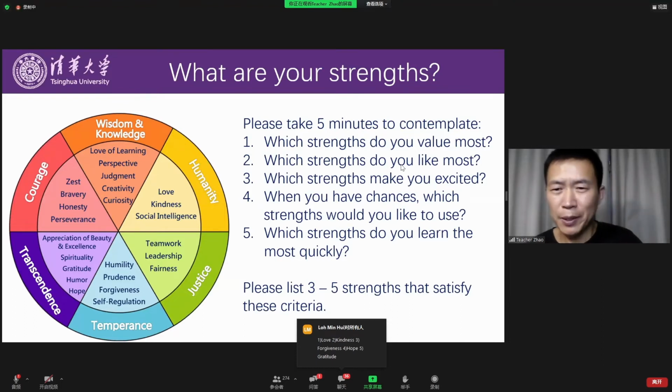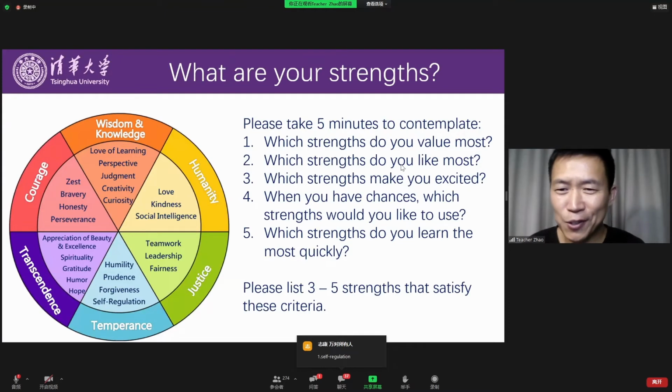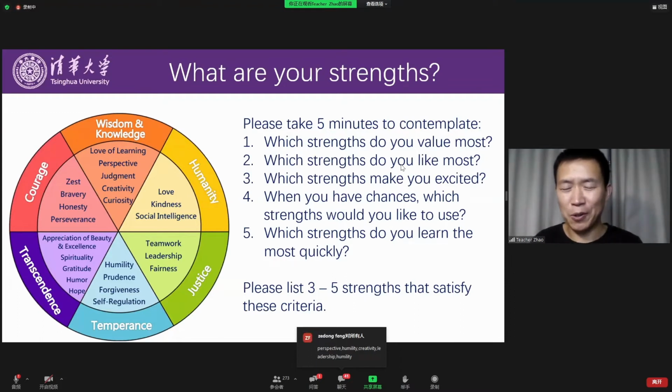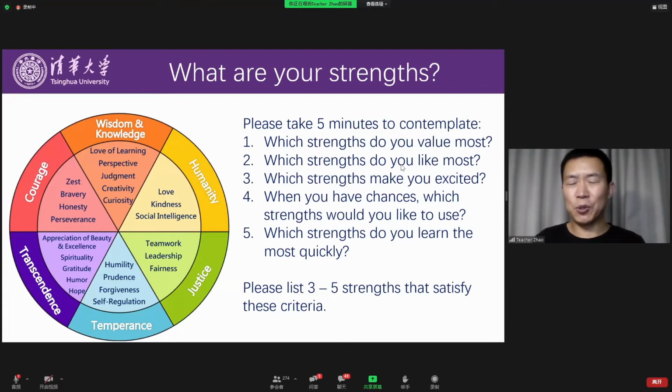Okay, time is up. I can see that you guys are still posting your answers. A lot of people already posted. Good. Unfortunately, we have run out of time, and I can see people are still posting their answers, but that's the 5 minutes for this exercise. If you feel that you need more time to explore these questions, you're more than welcome to do it at home after the class.